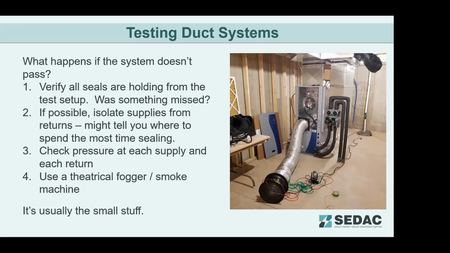And then the other thing that can be done is the tester can bring in a theatrical fogger or a smoke machine. And in that case, you have to pressurize the system. You blow smoke into it, and you will see smoke coming out everywhere. While that's kind of a fun test, it's also very messy. And it also makes things sticky inside the house. So I don't always recommend it. But sometimes you need that visual to see where the leaks are coming from. So just know that's a possibility as well.